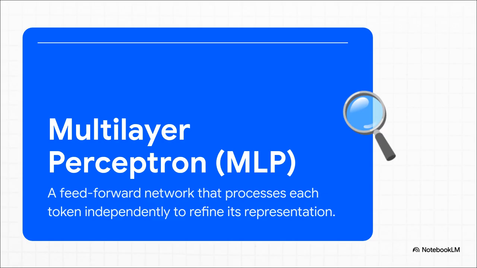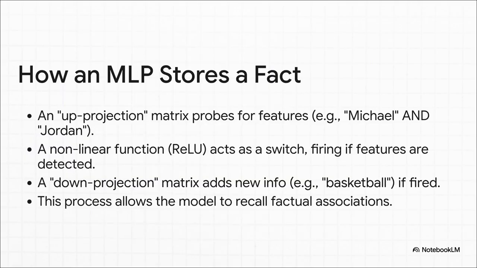Think of it like this. After the attention layer lets all the words talk to each other to figure out context, each word's vector then goes one by one into the MLP. It's in this private little processing step that the model dips into its huge library of stored facts to make that word's meaning even richer. You can almost imagine it as a massive collection of if-then rules that it learned from all its training data.